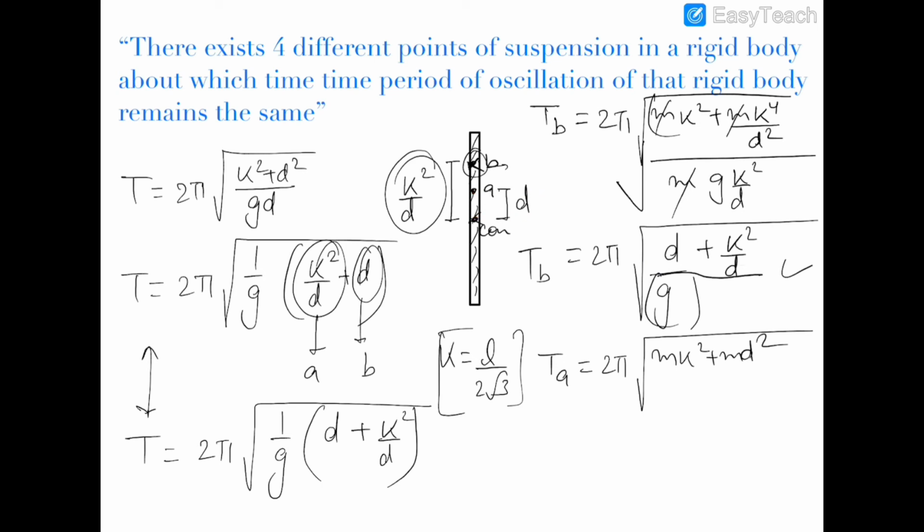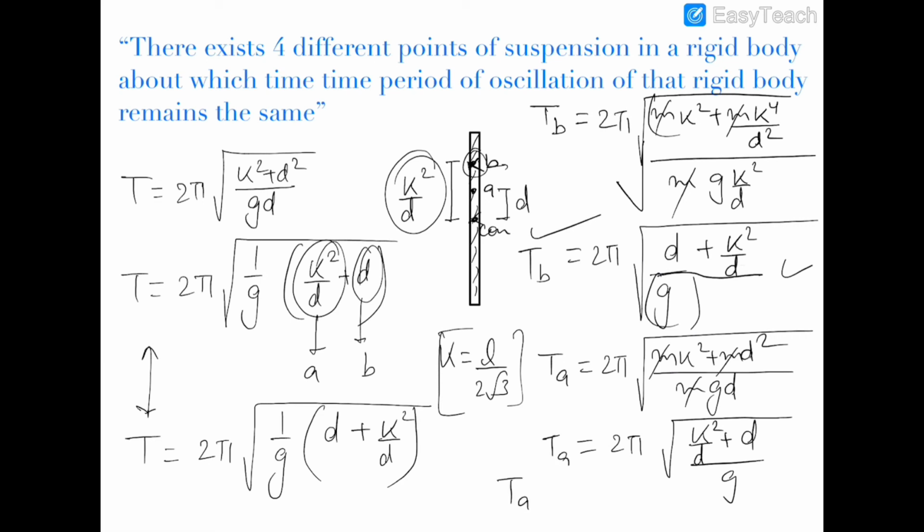So this is m k square plus m d square divided by m g d. So cancelling this m with m, so this is 2 pi under root of k square by d plus d divided by g, which is the same as the time period of rod when it is hinged about point B.